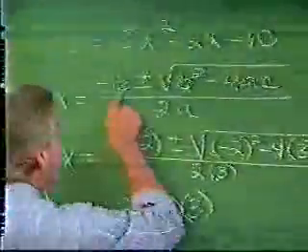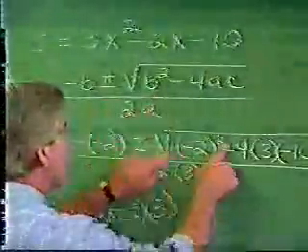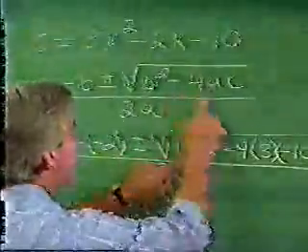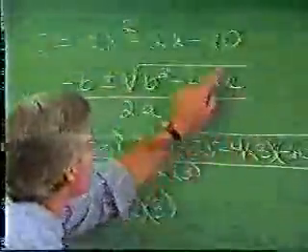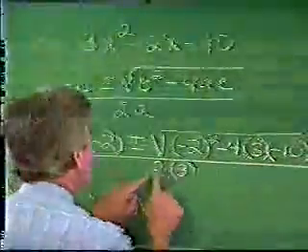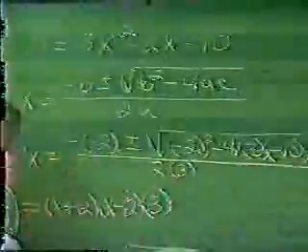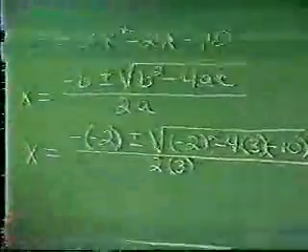So b is the negative 2. So the negative of b is the negative of negative 2. And then this b squared is negative 2 all squared. And then minus 4 times a is 3. And c is the negative 10. All right, and in the denominator, 2a means 2 times 3. All right, now we begin to simplify. Now this other part of the problem is sticking in here. Let me remove it for simplicity.